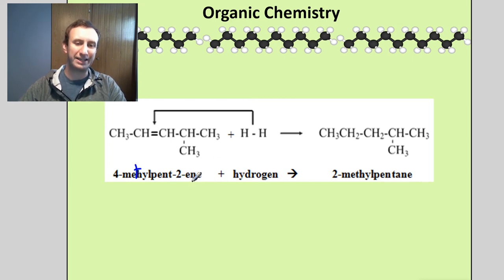Here's another one, 4-methyl pent-2-ene and hydrogen. So here it's an alkene that I'm dealing with. I'm adding hydrogen, and the hydrogen again attaches to the carbons that had the double bond. Then I end up with 2-methyl pentane as a product because I've added a hydrogen here and a hydrogen here by getting rid of my double bond right here.